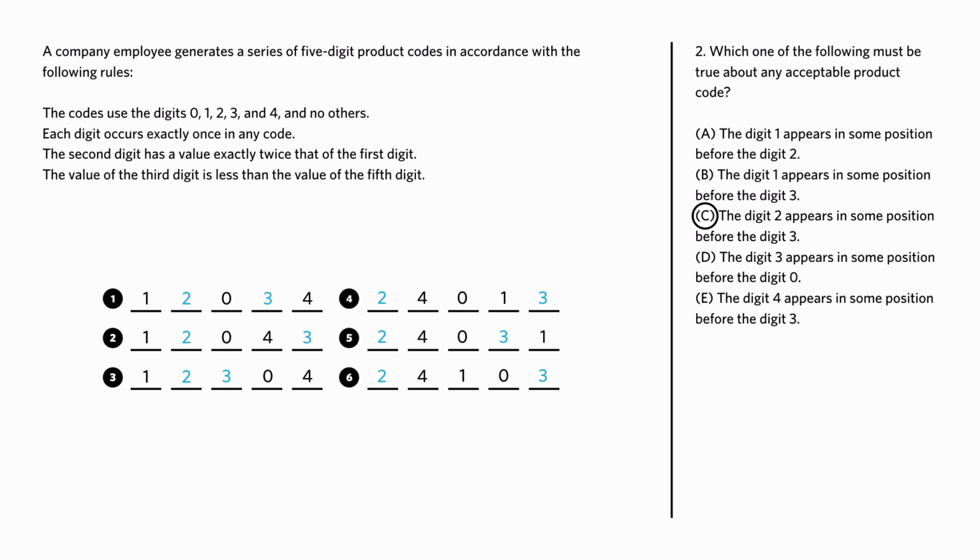Thinking about it a bit more, 2 must always be one of the first 2 digits in the code, and the number 3 never can be. So it makes sense that 2 must always be before 3.